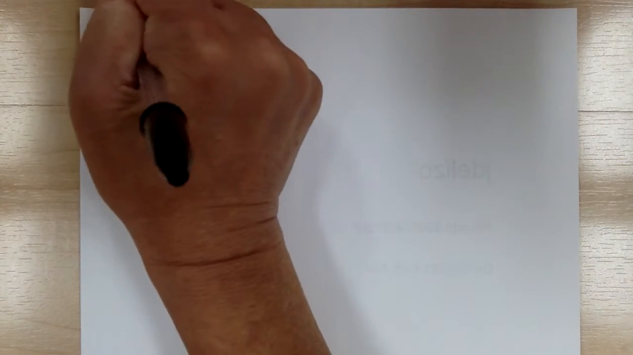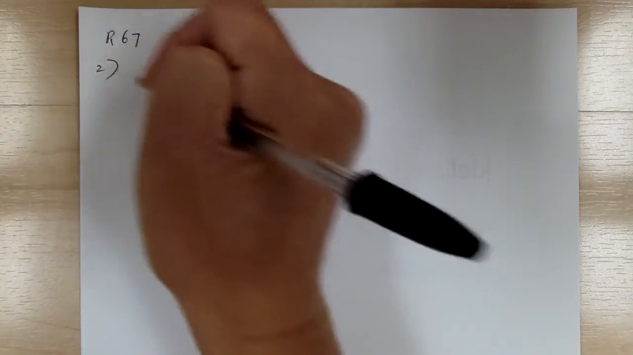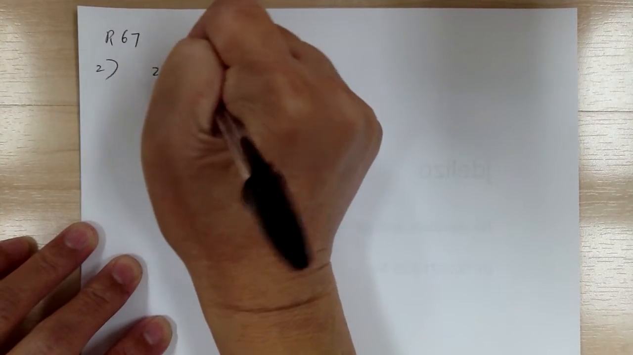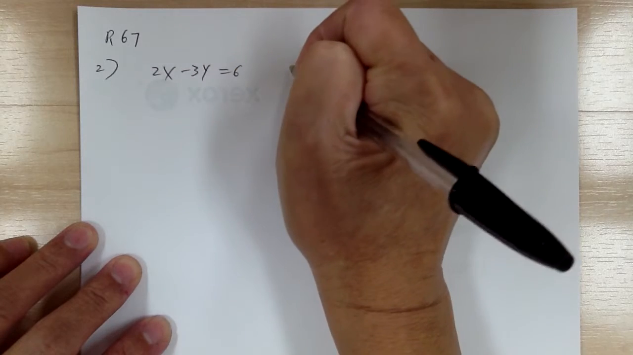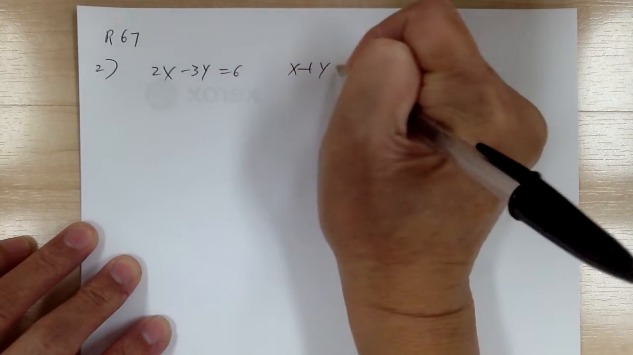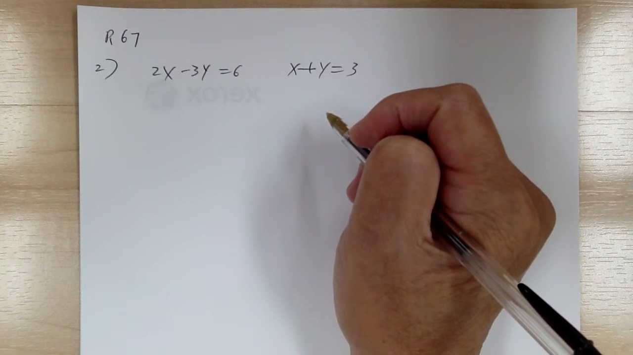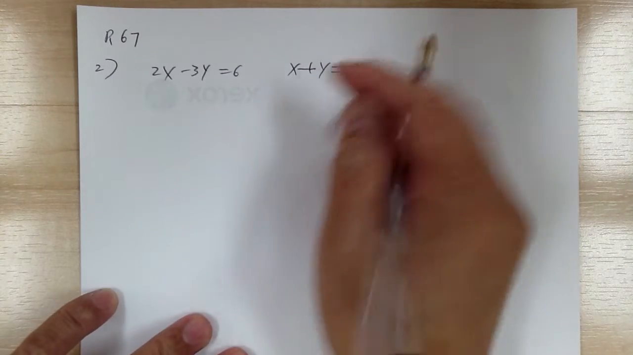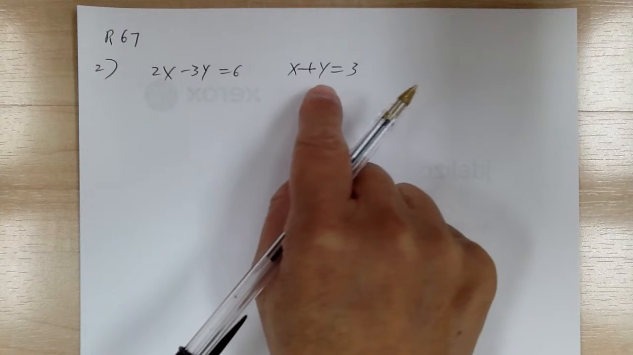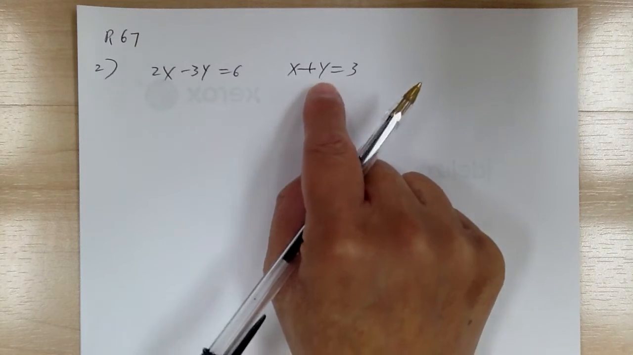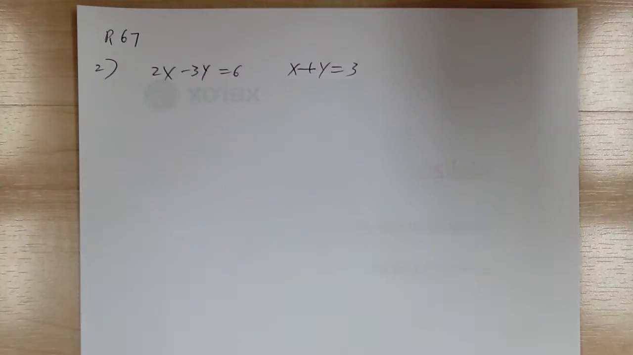Let's go to page 67 and start with number 2. So number 2, you have 2x minus 3y equal to 6. You have x plus y equal to 3. And it says find the intersection point of the pair of lines in each problem. So to find the point of intersection means you're looking for the solutions. So you have two equations you have to solve.